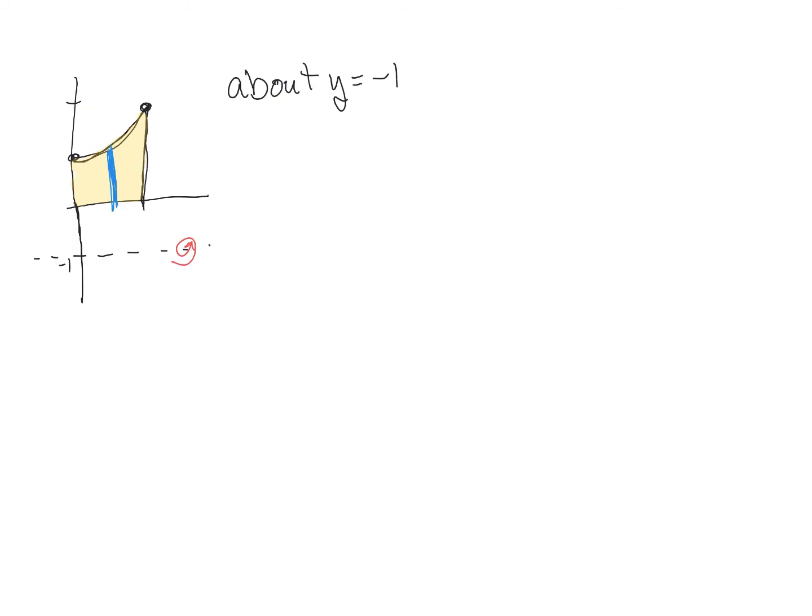About the axis y equals -1, rotating here, we still want to have our element vertical. So that's perpendicular to the axis. That means I have a washer. Why is it a washer instead of a disk? You have that hole in the middle.